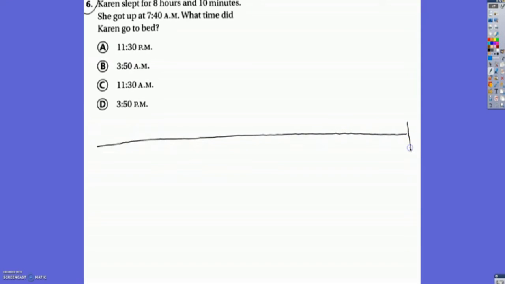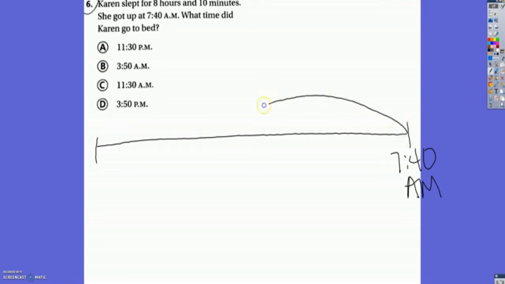Here's where we have to think about we're talking about the action of sleeping. If she gets up at 7:40 a.m., it might be easy for kids to think, oh, she's starting her day at 7:40 a.m., so that's the start time. But we need to think that we're talking about her sleeping. 7:40 is the end of her sleeping. So 7:40 actually goes at the end of our number line. And so we know the end time, we're going to have to count back 8 hours and 10 minutes.